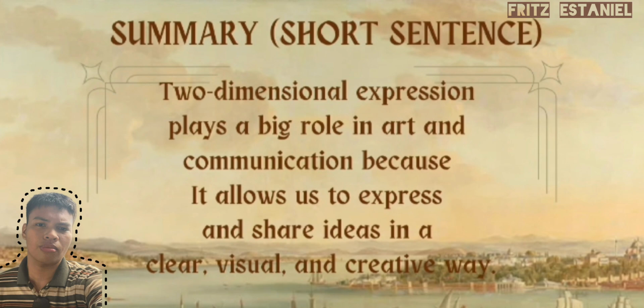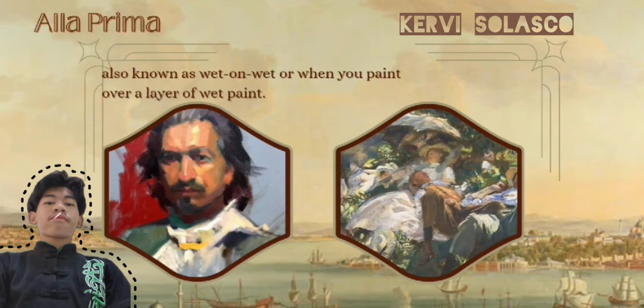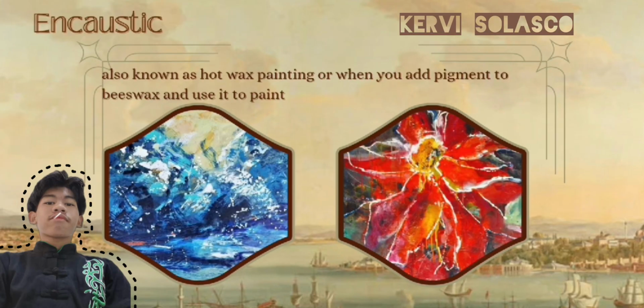Thank you for listening. Also known as wet on wet, this is when you paint over a layer of wet paint. This technique allows artists to complete a painting in one session by blending colors directly on the canvas while the paint is still wet. Encaustic, also known as hot wax painting, is when you add pigment to beeswax and use it to paint. The heated wax mixture creates a textured, luminous surface that hardens as it cools.